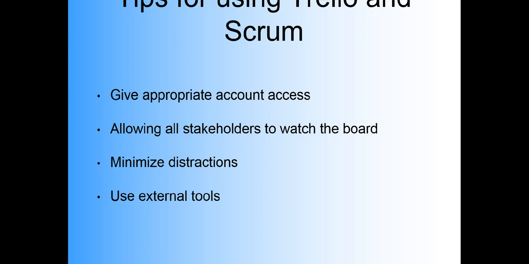By allowing all stakeholders to watch the board, everyone will be up to speed on what is happening with the project. Minimize distractions by turning off notifications and by moving QA and bugs lists to separate boards. For time estimates, use external tools such as Scrum for Trello Chrome extensions. This concludes our video on Scrum with Trello.